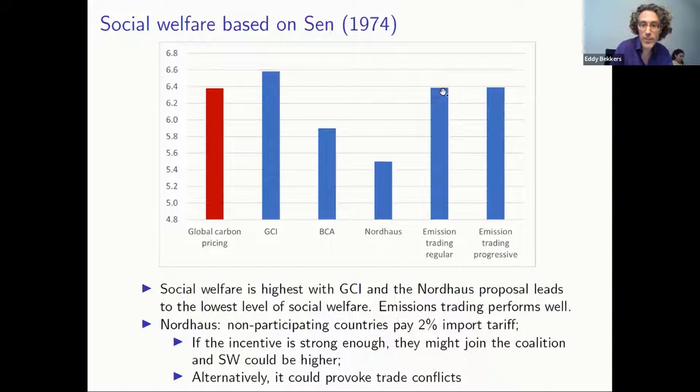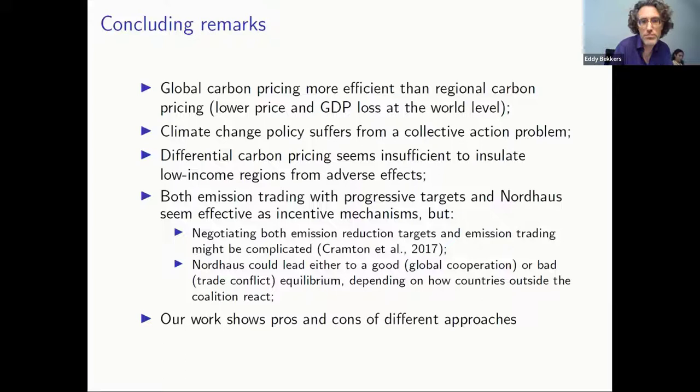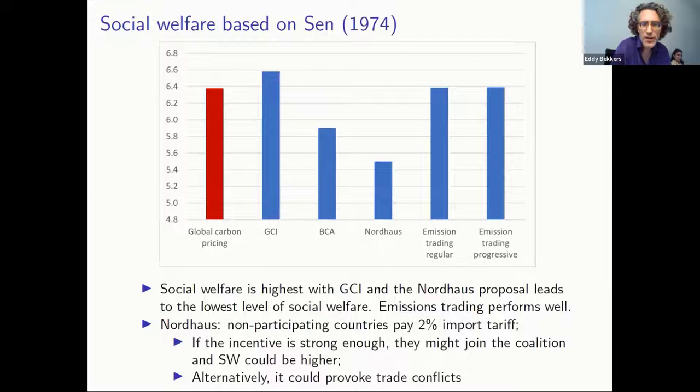Our conclusion from this is that if you put the two criteria together, where you try to incentivize regions to join a carbon club, and at the same time you want to do it in a way in which the costs, the burden of carbon pricing, are shared somewhat equally, where rich countries are taking more of the burden, then it seems that progressive emission trading is performing best.